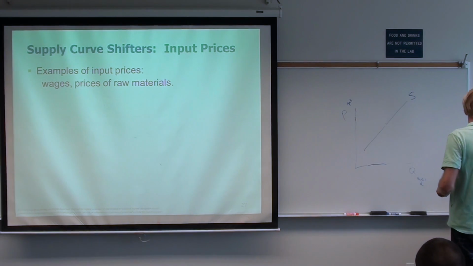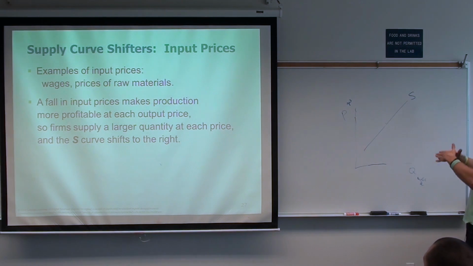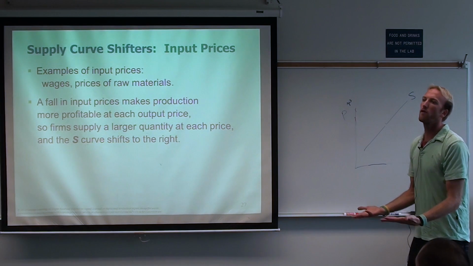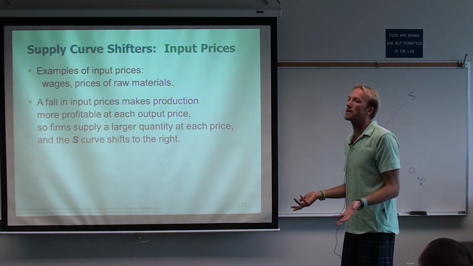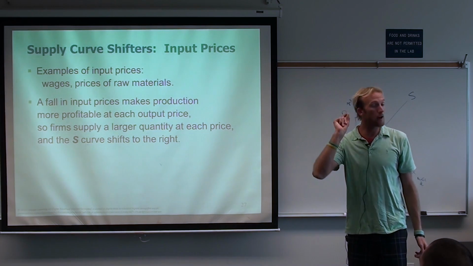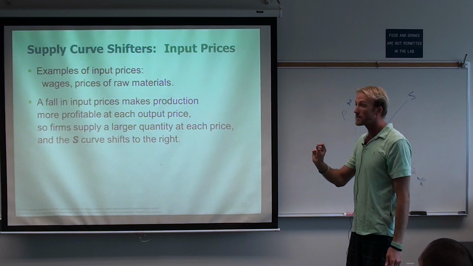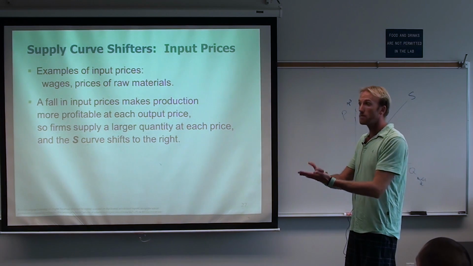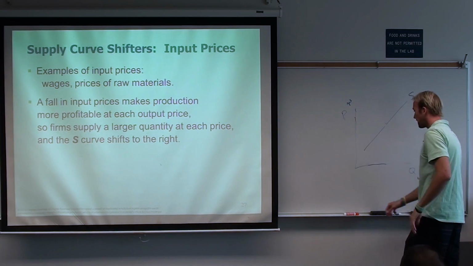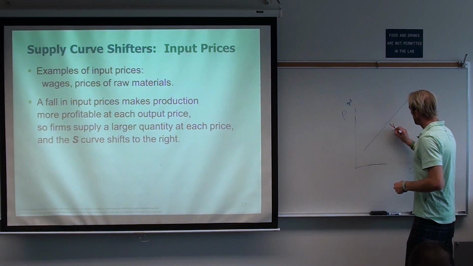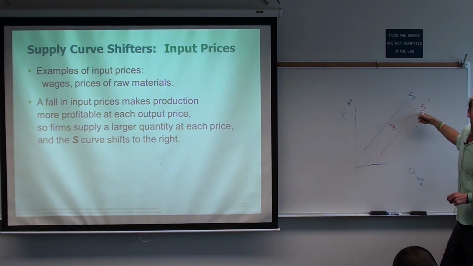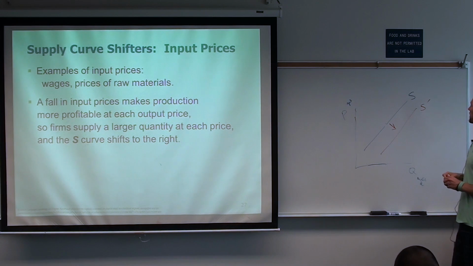Okay? So if input prices fall, stuff becomes cheaper. Let's say wages fall and I don't have to pay my employees quite so much for whatever reason. Now suddenly I'm going to be a more profitable firm, and for any price that I can sell it for, I'm going to make more of the product. And the supply curve shifts to the right. So let's call this curve S prime, or supply prime.